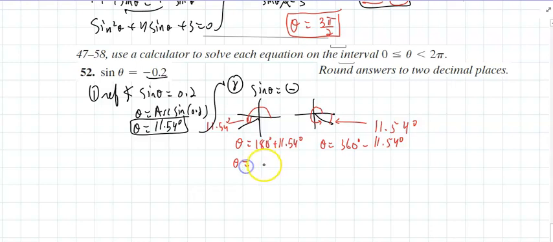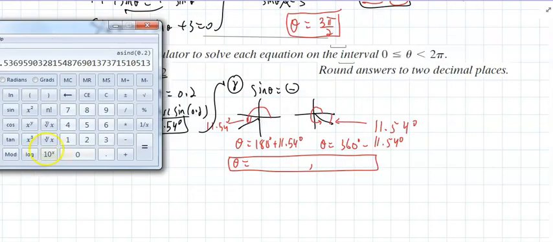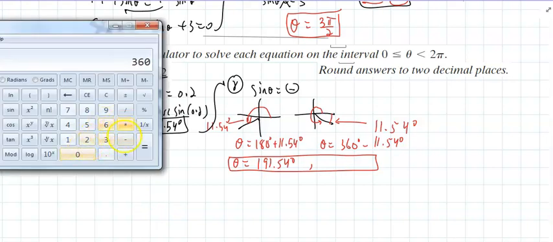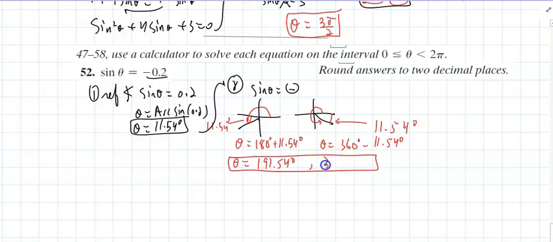And my solution would be, since the angle is not stretched or compressed, I'll take 180 plus 11.54, and that would be 191.54 degrees, or I would take 360 minus 11.54, and that would be 348.46 degrees, and that would do it.